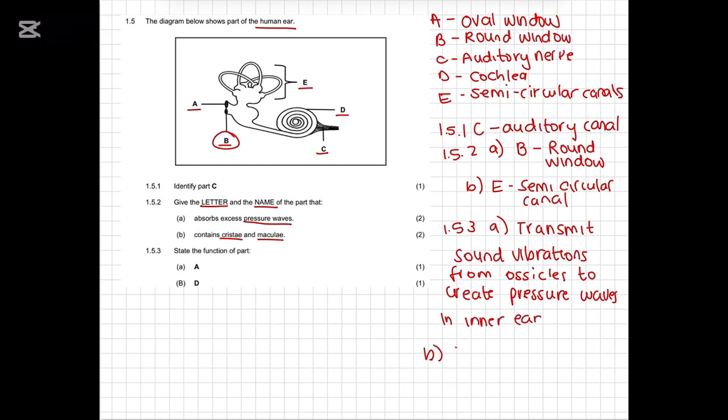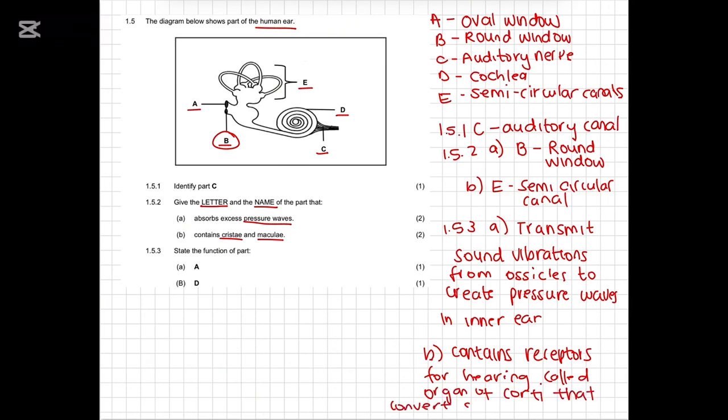Last question, part D. That is the cochlea, it will contain receptors for sound, which we call the organ of Corti, which convert stimulus into an impulse.